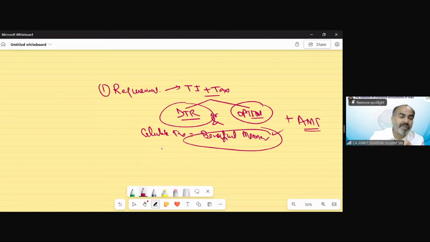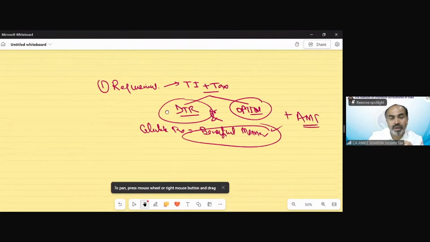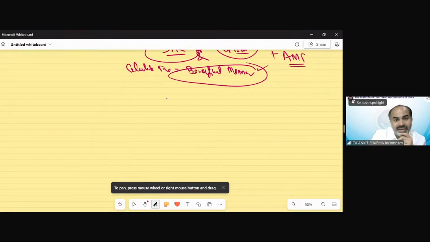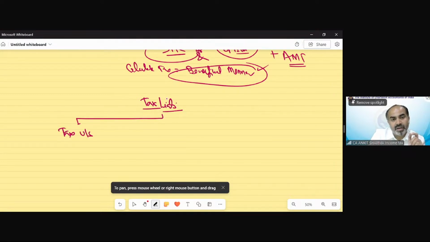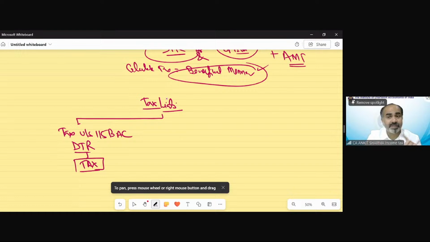How AMT is going to affect your solution, let me tell you. So technically, if the question asks to calculate your tax liability, then it would be like this: calculate tax under section 115BAC, that is under the default tax regime. So there would be a tax as per these provisions. To find out the tax as per section 115BAC, you might need to calculate firstly the gross total income as per section 115BAC under different heads of income.